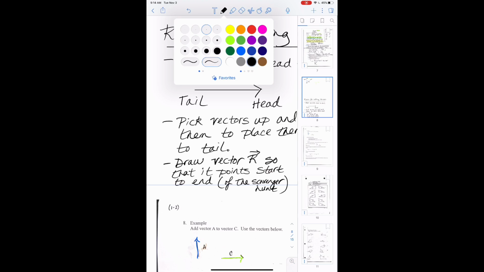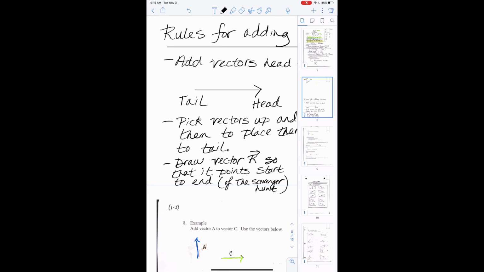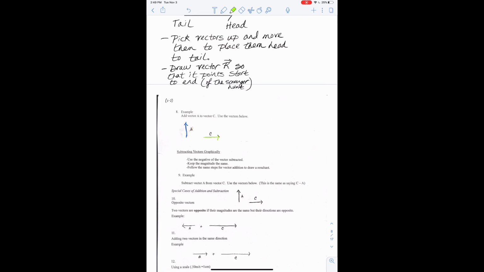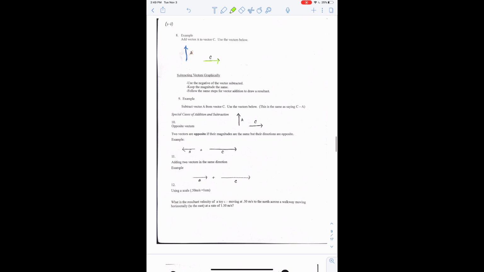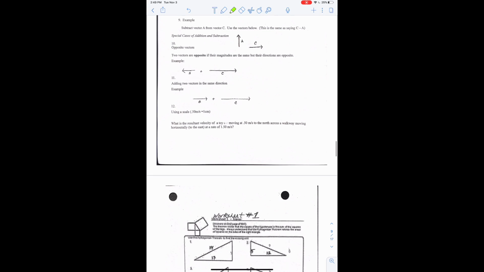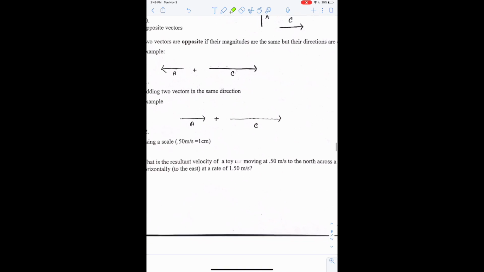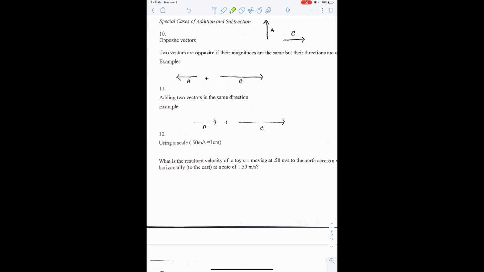Okay, so we'll go ahead and pause it there, and then we'll come back and do some more examples of adding vectors and then look at subtracting. All right, so let's do a few more examples before we move on to subtracting vectors. We got a couple down here at the bottom of this page, numbers 10 and 11. They're both just vector addition. And I'll go ahead and use some colors just to make it easier.